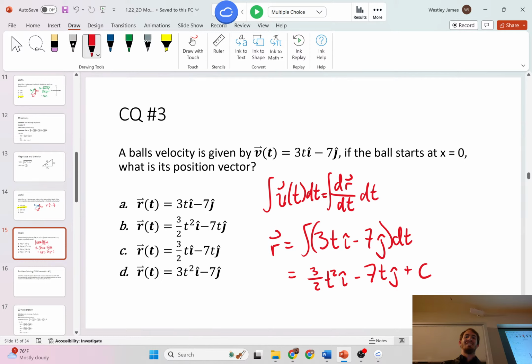A lot of you may not have thought about that, but it is important. Closed integrals, the C goes away. Open integrals like this, it doesn't. You need a boundary condition. You need a value at some point to be able to determine what C is. And there you go. That's what it is, and the answer is right there.